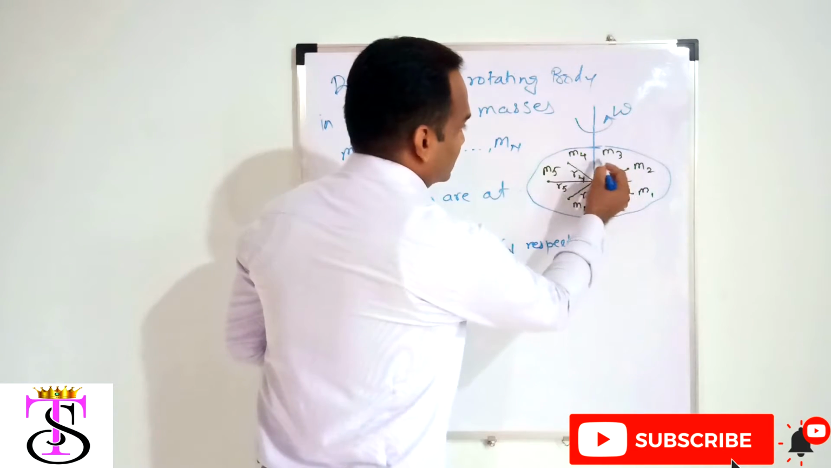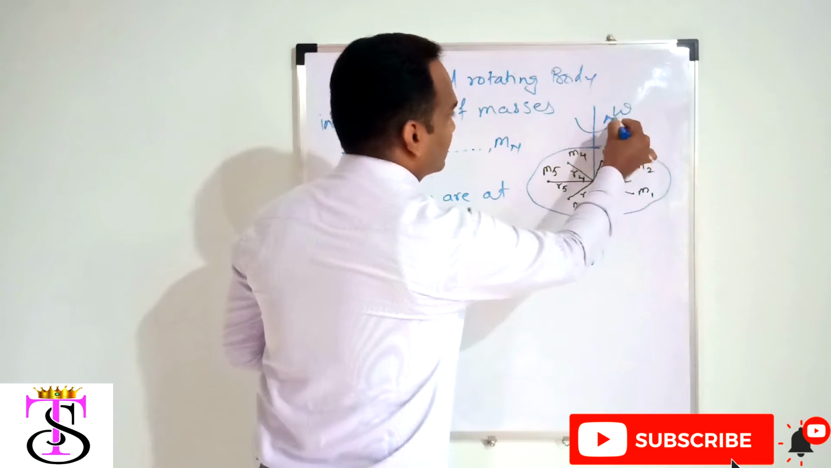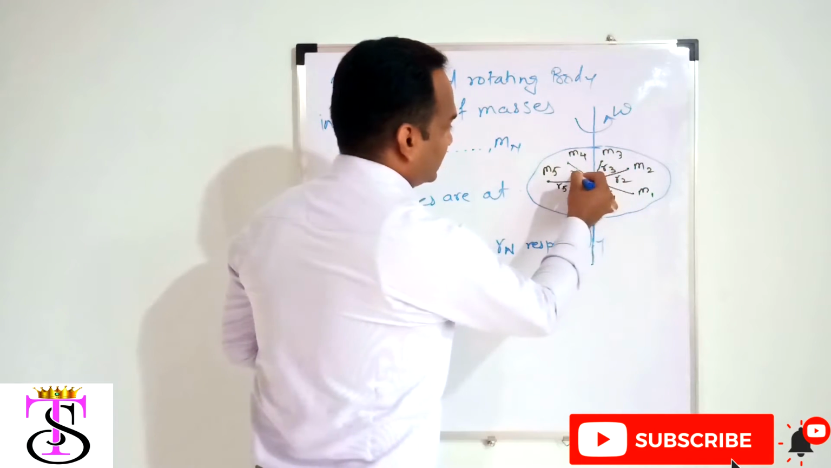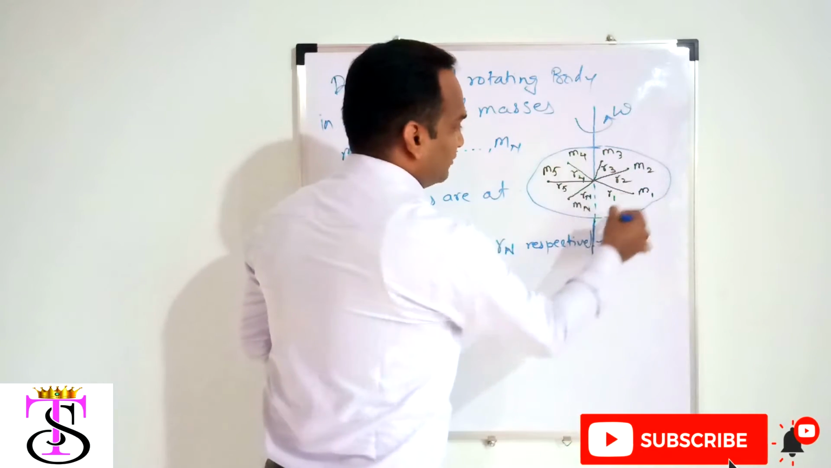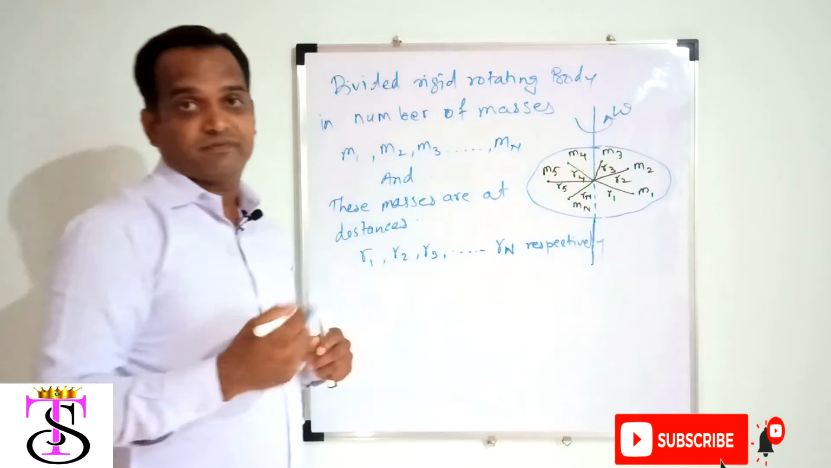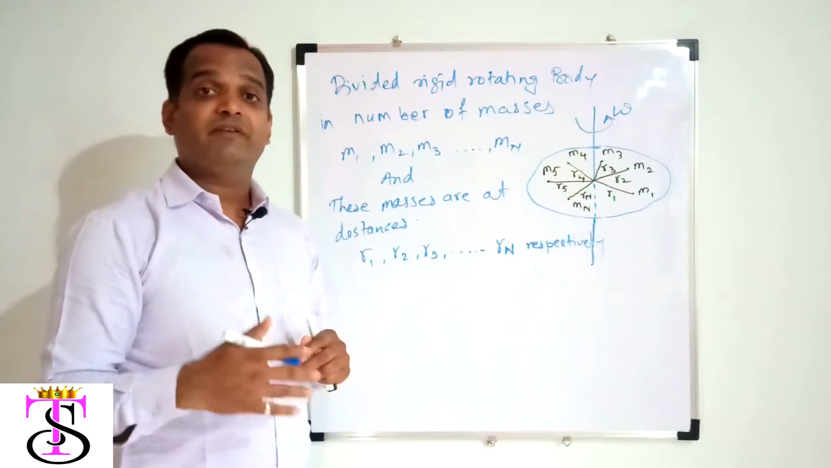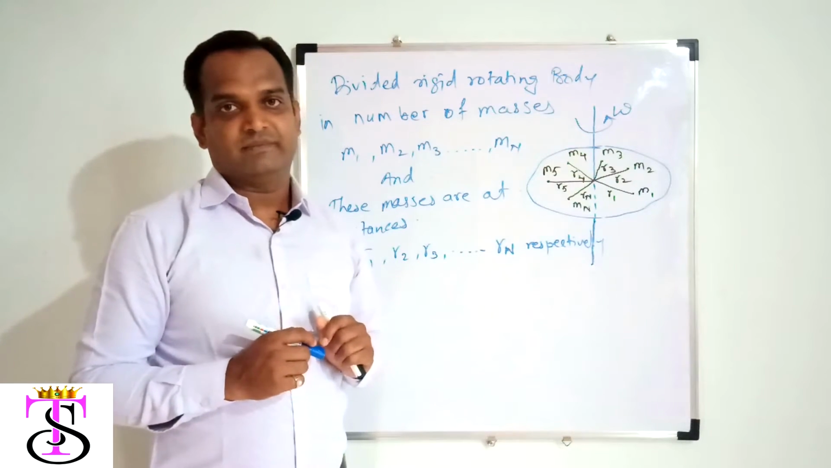All these masses are performing the rotational motion with the same angular velocity omega, but as these distances r1, r2, r3, r4, r5, rn are different, their tangential velocity will be different. So they are performing the rotational motion with different tangential velocity, but their angular velocity is the same.